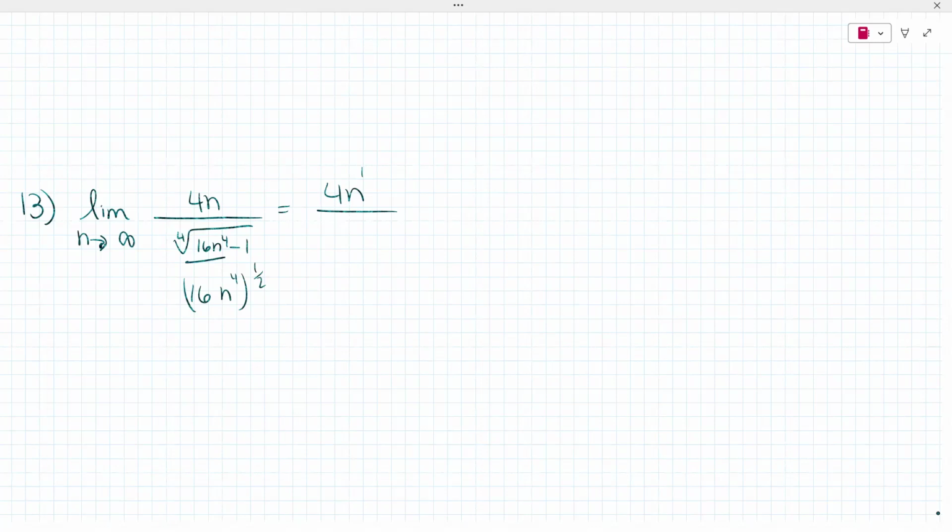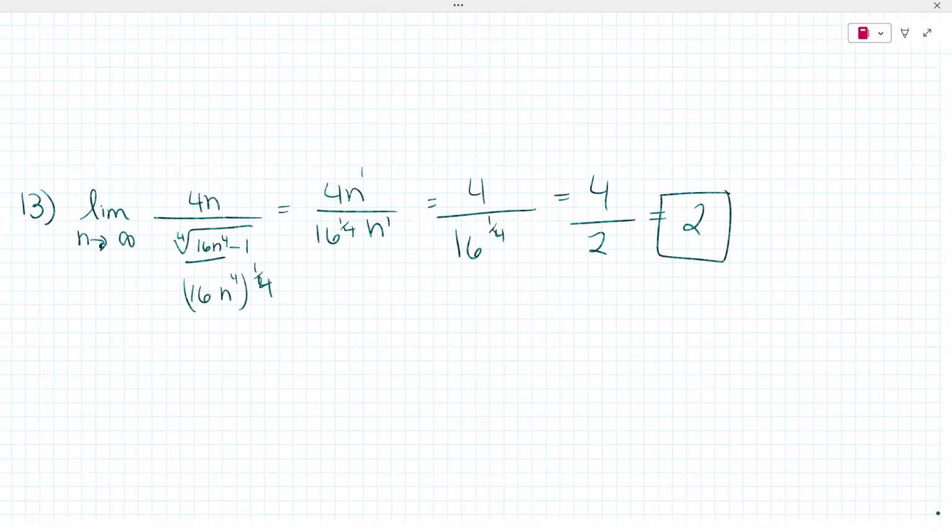So you raise everything to the 1/4. So 16 to the 1/4 is 16 to the 1/4. And when you raise a power to a power, you multiply, so 4 times 1/4 is 1. So what can you say about the power? They both have a power of n, so it's only the coefficient we care about. So it's going to be 4 over 16 raised to the 1/4. And what is 16 raised to the 1/4? I believe it's 2. So 4 divided by 2 is 2. Let's move on to 14a.